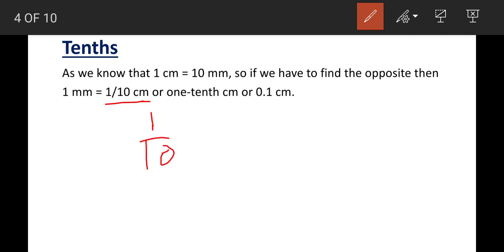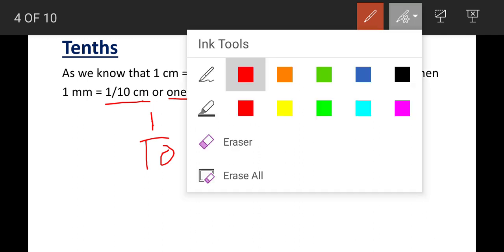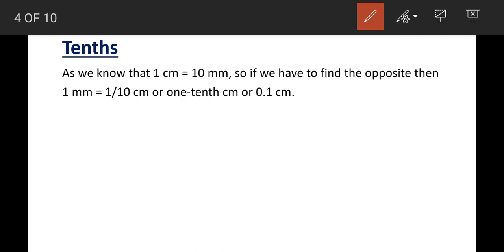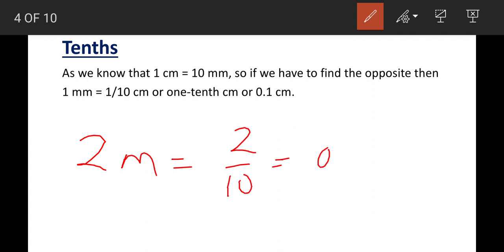How to read this one? It is 1 by 10, meaning 1/10th, and the decimal form of this one is 0.1. Suppose you have to write 2 millimeter. What is the value for this one? It is 2 by 10. It can be written as 2/10th, or the decimal value for this one is, as you are dividing by 10, we have to leave one digit from the right side and put the decimal point. So it becomes 0.2. Clear all?